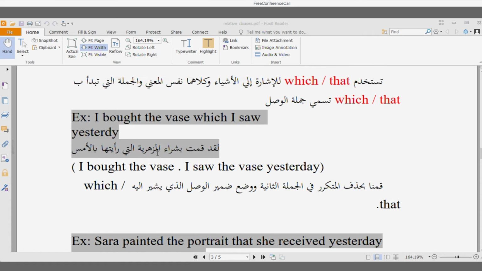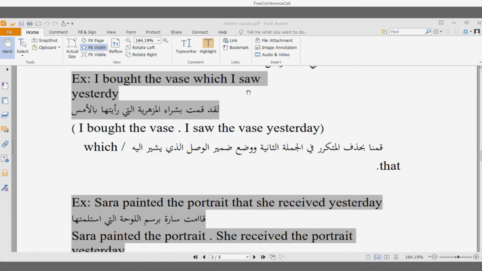I bought the vase which I saw yesterday. Okay, so هذه main clause و relative clause جملتين مربوطة سوا. I bought the vase which I saw yesterday. شريت المزهرية التي رأيتها بالأمس.